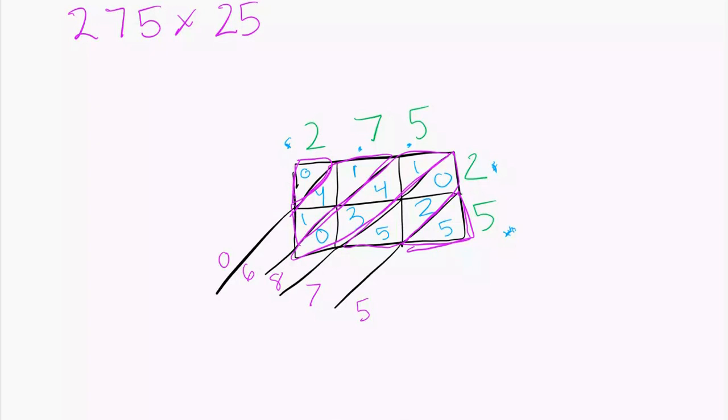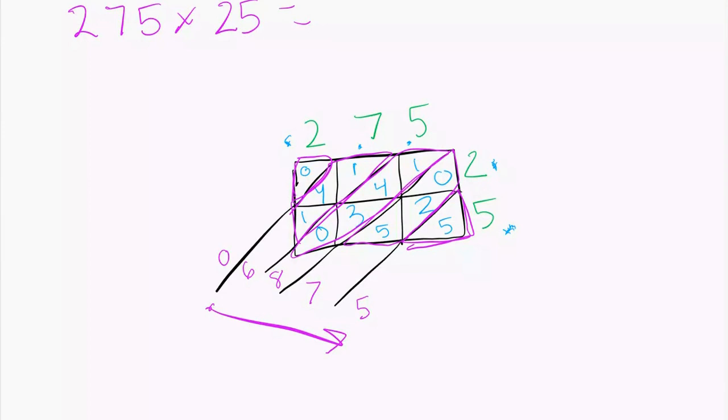So we read our answer from left all the way to the right. So 275 times 25 gives us 6,875. That is how you do the lattice method. So I'm going to work with, let's do 75 times 25.